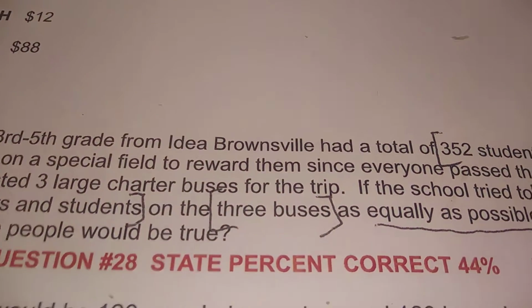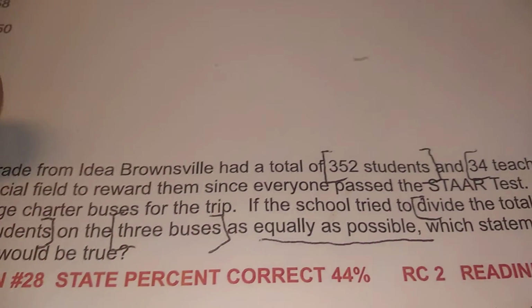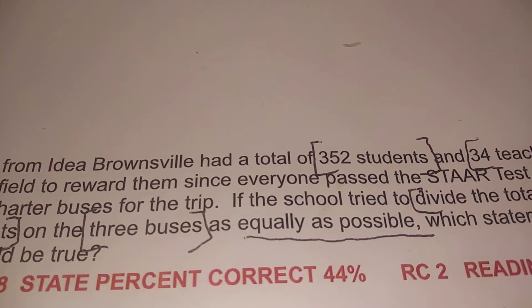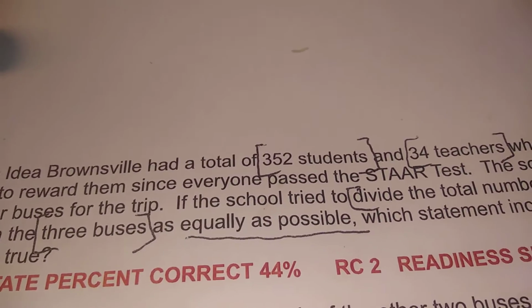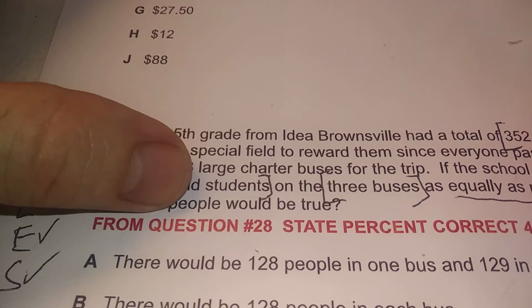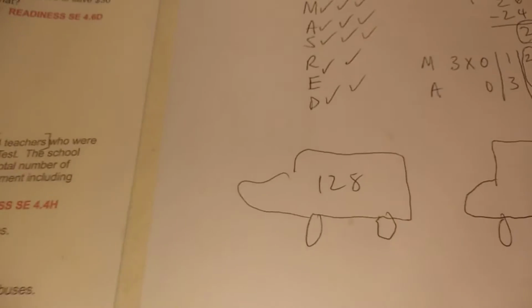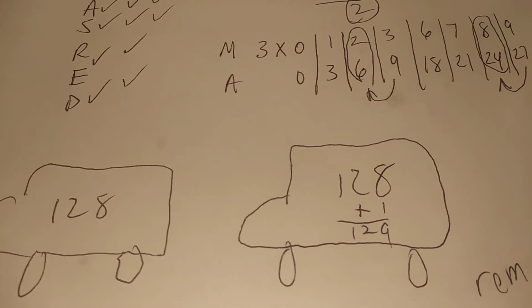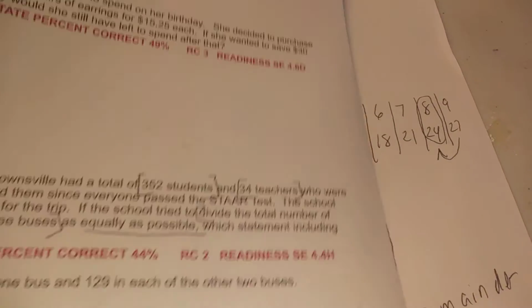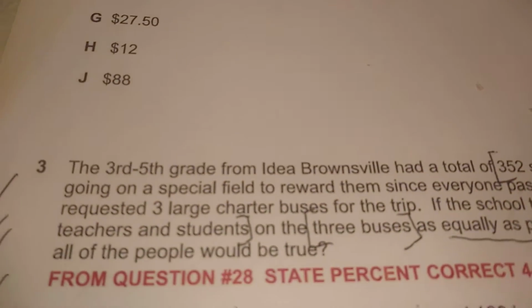They're going to be placed on 3 buses. And as equally as possible, that means the numbers have to be as close to each other on the buses in population as possible. Which statement, including all of the people, would be true. So we can't leave anybody out. Okay, so I've drawn some buses. And as you can see, I've kind of done the work already. So let's go ahead and work our way back to how I got there.